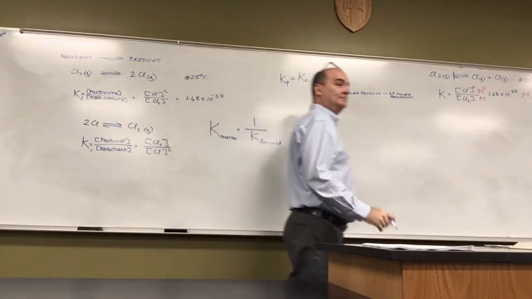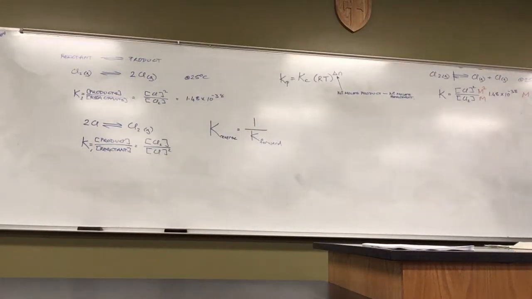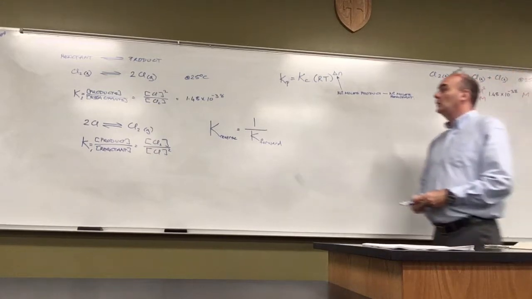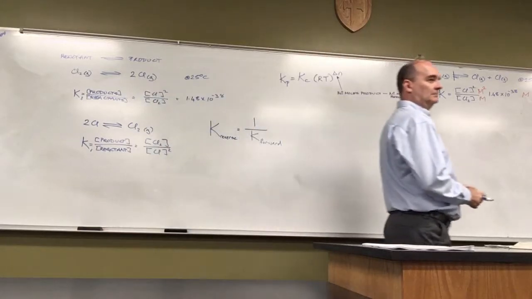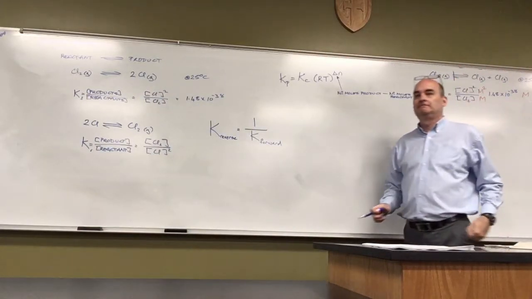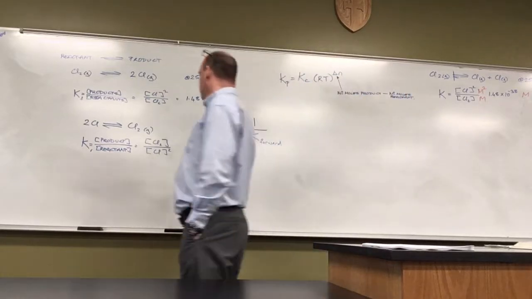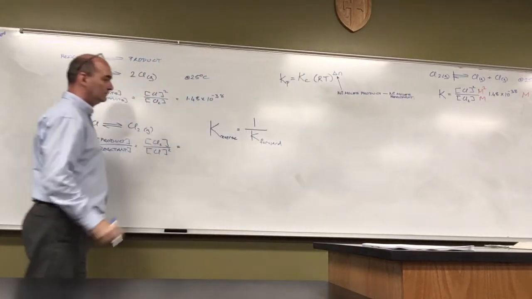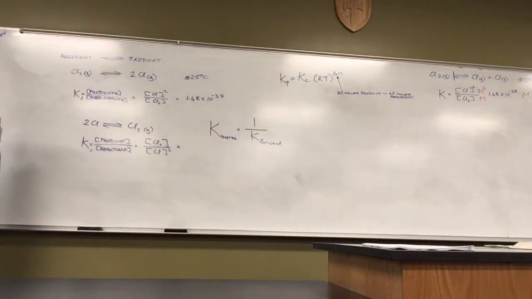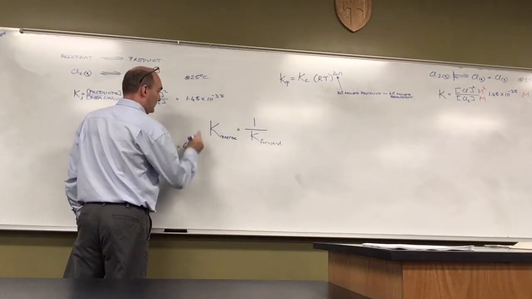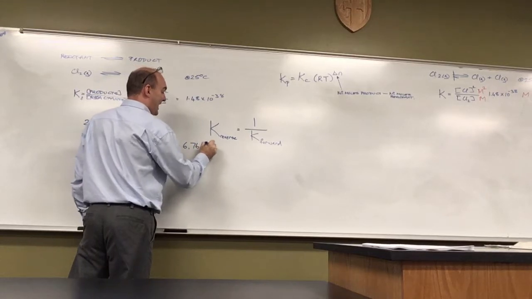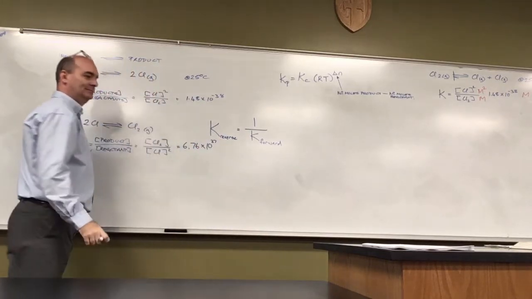You want to put a number to that? Break out your calculator and tell me what 1 over 1.48 times 10 to the negative 38 is. 3.76 times 10 to the 37. Okay?